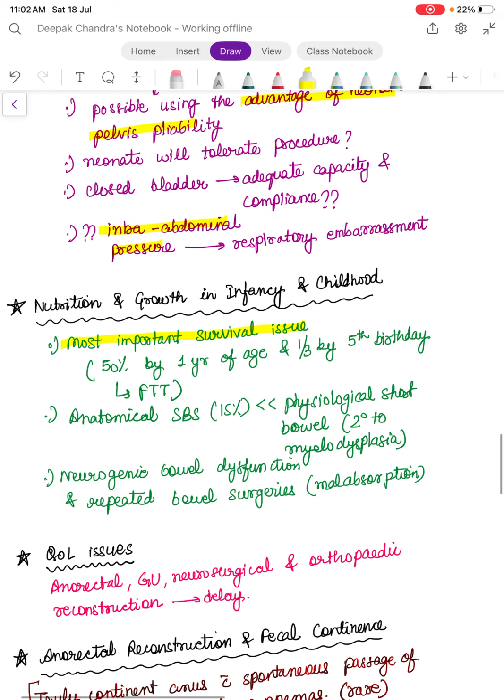So the quality of life issues are the repeated surgeries, at various dates, which are associated with the different subcomponents of this illness, which include anorectal, genitourinary, neurosurgical and orthopedic reconstructions.